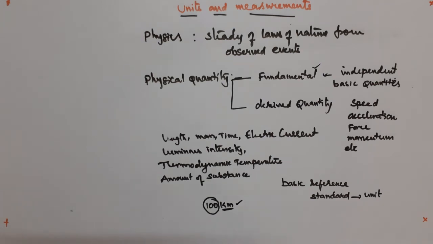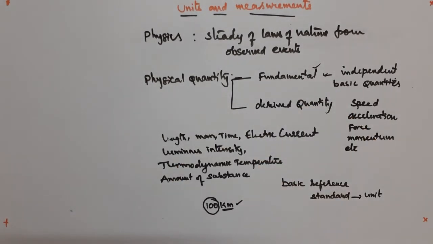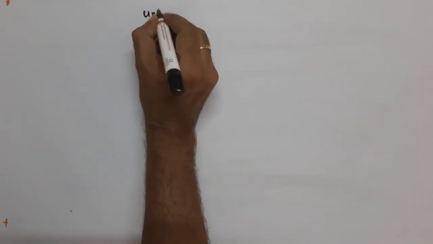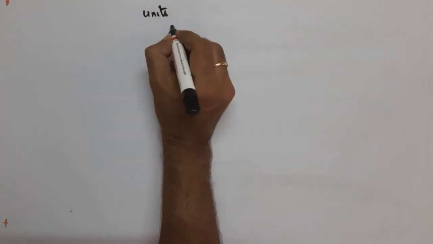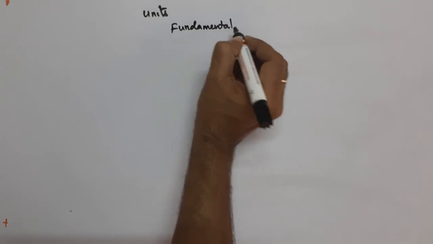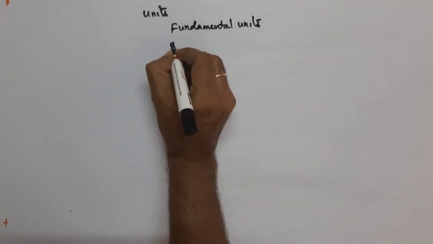How can we measure these fundamental physical quantities or derived physical quantities? Now we will see one by one the fundamental quantities as well as the derived quantities. Units of fundamental and derived quantities. Units of fundamental quantities are called as the fundamental units. And the units of the derived quantities are called as the derived units.